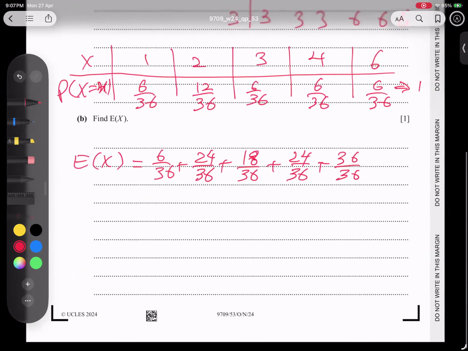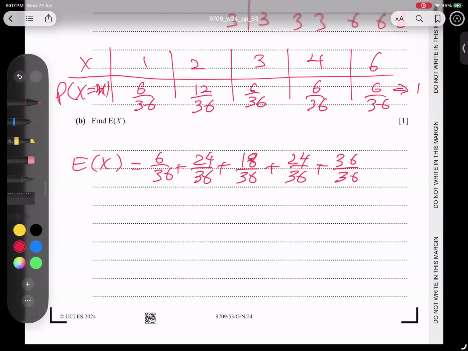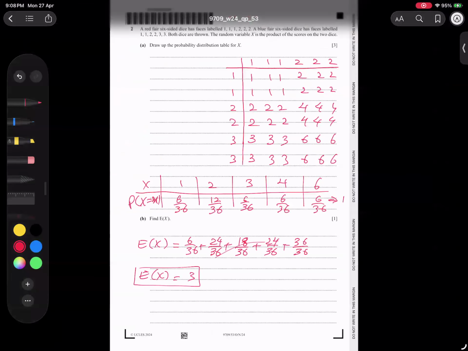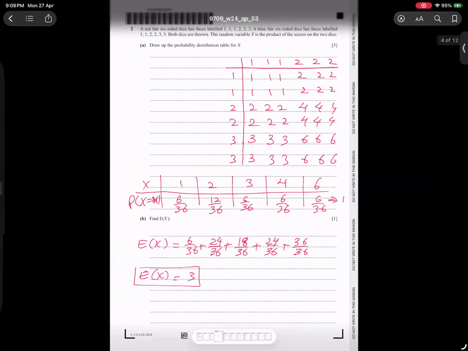And if I add the numerators, we can get the final answer. This is 108, and after dividing by 36, it is coming to 3. So E of X, the mean value, is 3. So I think the point is very clear, and this question is clear.